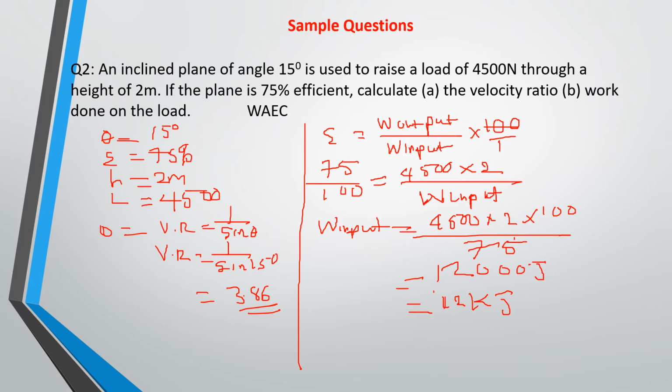Okay guys, so this is just how to go about this kind of problem. Please, I will encourage you to continue to try your hands. You saw how we got the velocity ratio, then how we now apply this other equation to find the work input. Is that okay? So this is how to use these equations to solve problems.